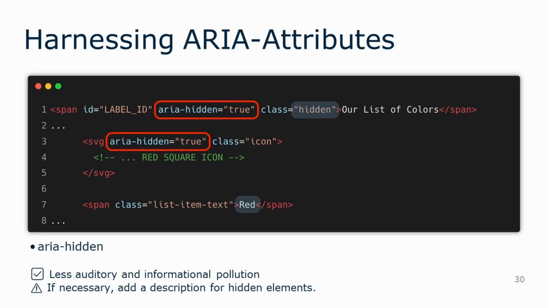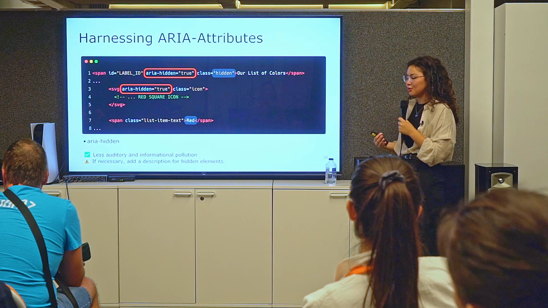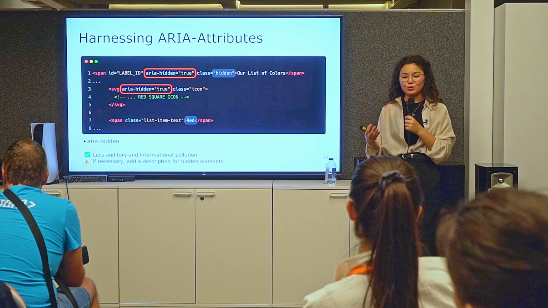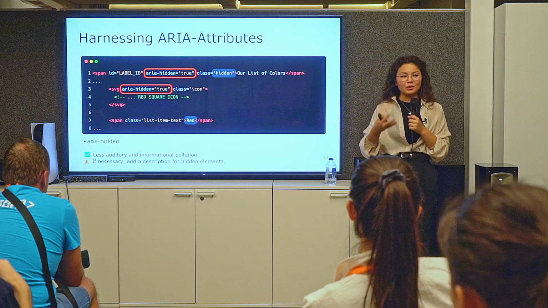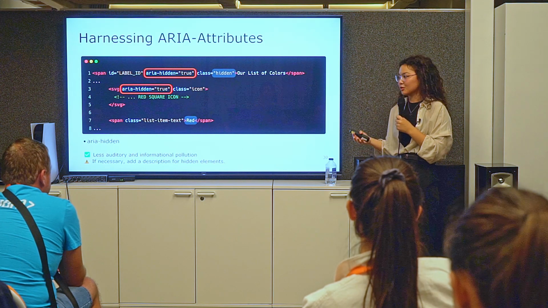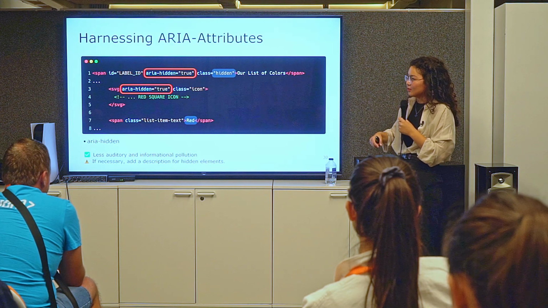At the end, it's the last attribute, my favorite. ARIA hidden true is a great attribute if you want to hide some information, if you don't want to pollute your UI. So, for example, it's great when you open a modal and you don't want the screen reader to focus on the background of the modal, so you hide it.